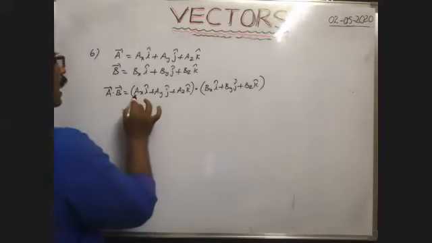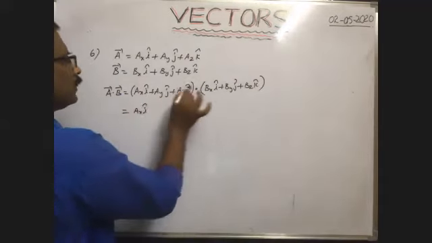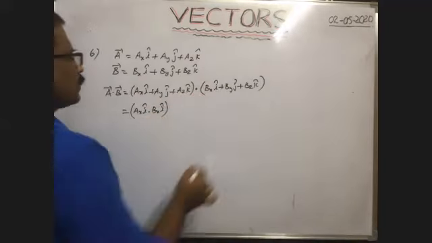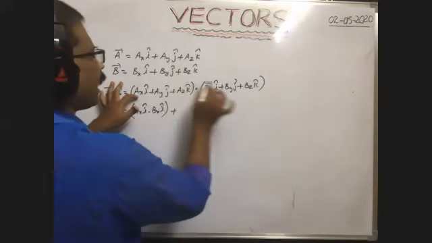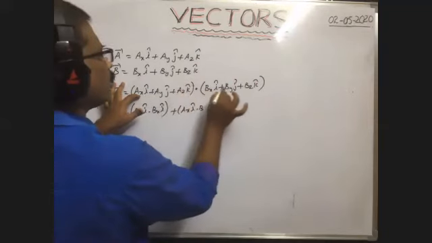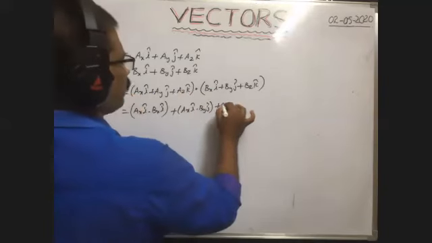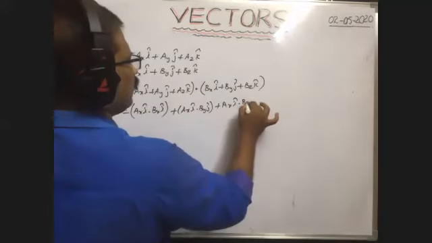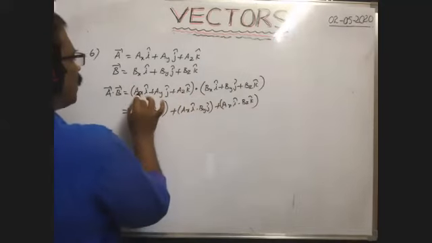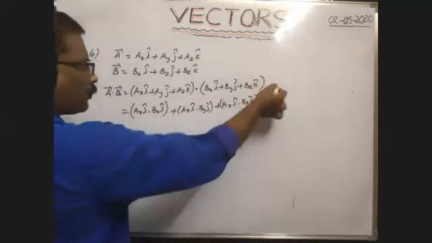First, you do the dot product of this one and this one. That means ax I cap dot bx I cap, you keep in brackets. Next, plus ax I cap dot by j cap, plus ax I cap dot bz k cap. So we have done the dot product of ax I cap with each and every term in this. Okay, now next, with this you have to do the dot product of everyone.